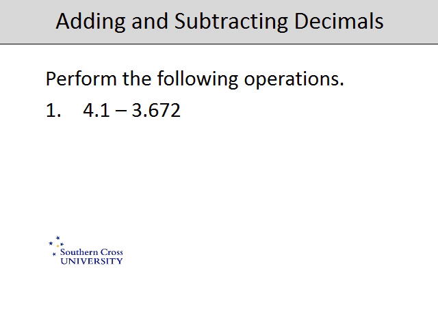Now we're moving on to adding and subtracting decimals, and in this question we're doing 4.1 take away 3.672. And the first thing you notice is that there's an unequal number of numbers after the decimal point. So we need to put in 2 zeros here in order to proceed.